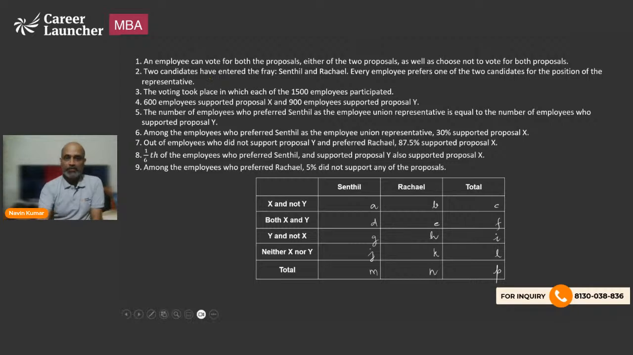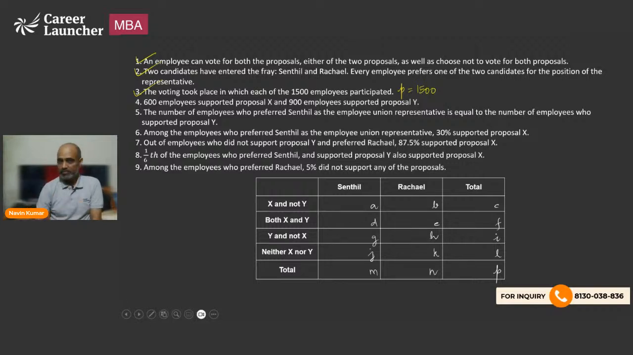Two candidates have entered the phrase S and R. Every employee prefers one of the two candidates for the position of the representative. Right? So we do not have a third guy, others. So all the representation is distributed among these two. So we're done with the first, done with the second. Third, the voting took place in which each of the 1,500 employees participated. Which letter are we talking about being 1,500, or which sum of cells is it going to be 1,500? So this is saying that P is going to be 1,500.